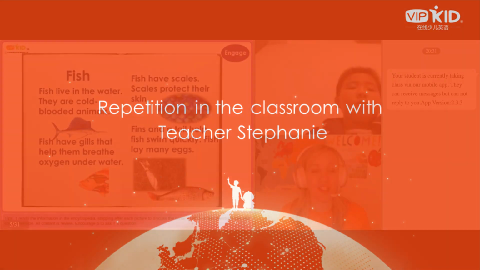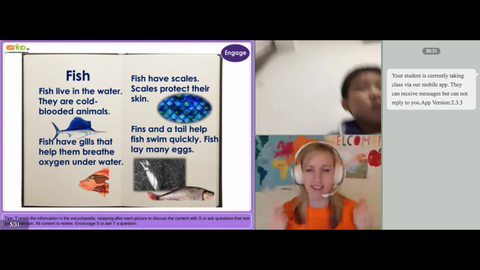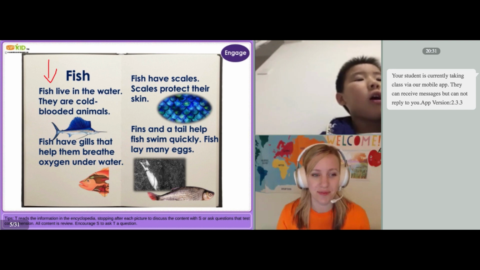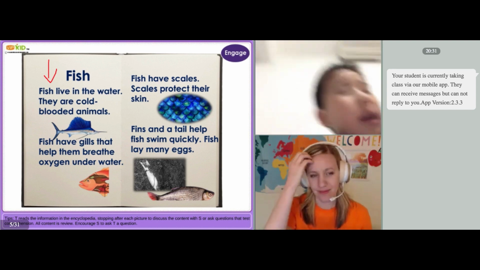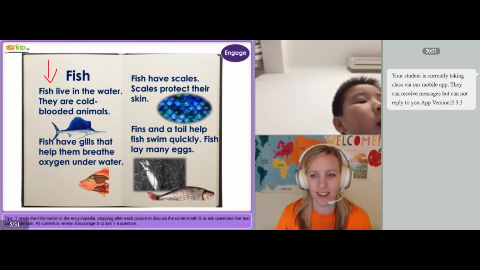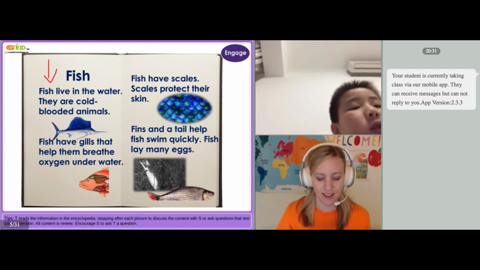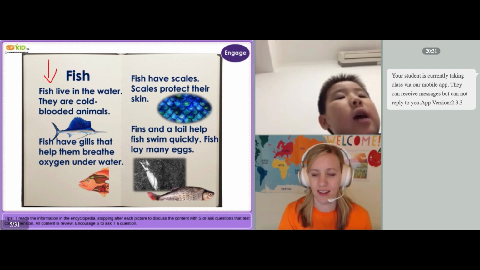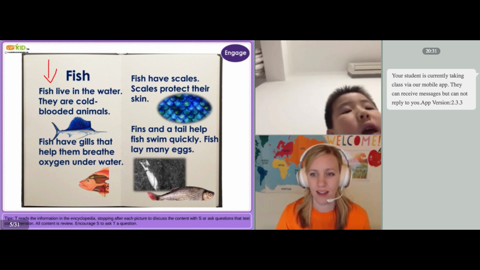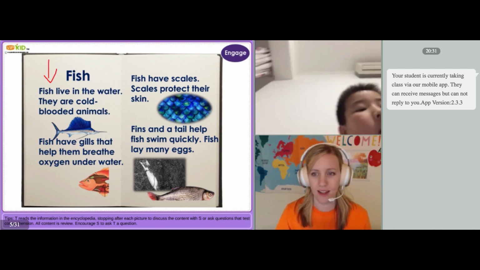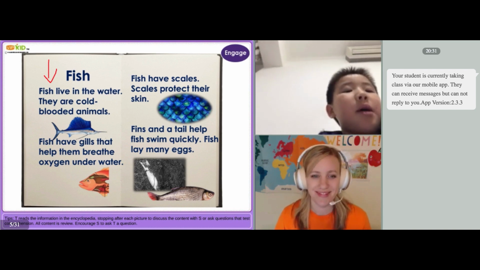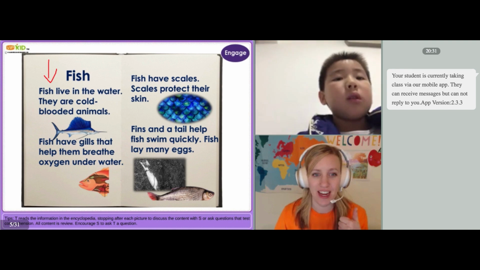Fish. Do you want to read or do you want me to read? Fish live in the water. They are cold-blooded animals. Fish have scales that help them bring the oxygen underwater. Fish scales protect their skin. Fish have a tail that helps fish swim quickly. Fish lay many eggs. Very good.